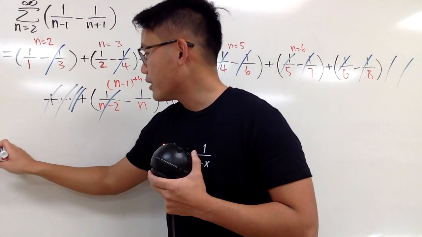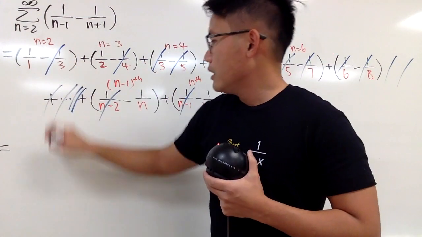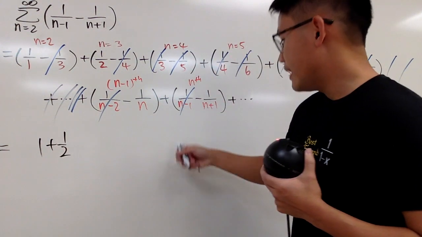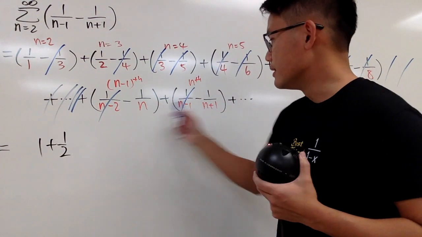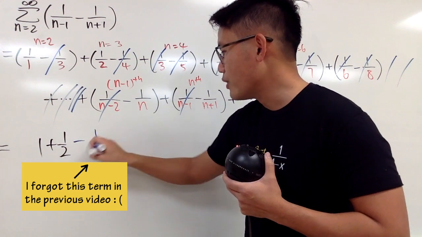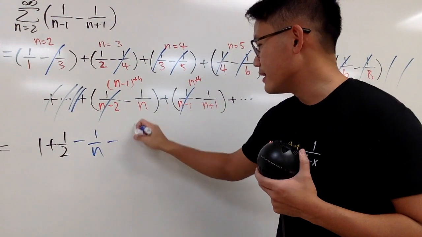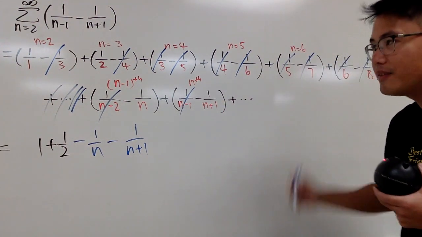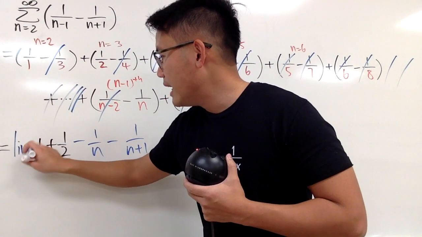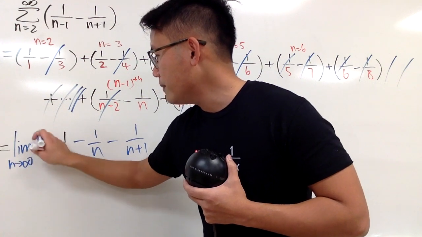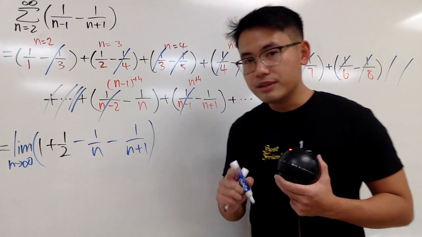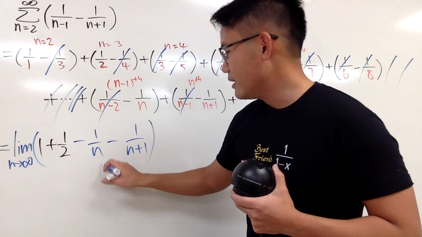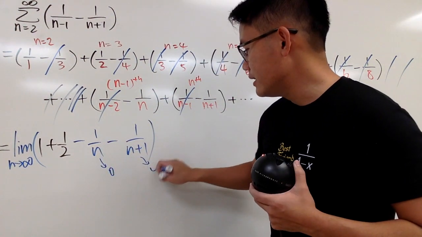So this right here, we will see that. Right here we have pretty much just 1 and then plus 1/2. And then we do have to write down these 2 terms. This is a minus 1 over n. And then we also have the minus 1 over n+1. And because this one keeps on going forever, you have to take the limit as n goes to infinity. And the good thing is that when n is going toward infinity, this guy is approaching 0, so is this.